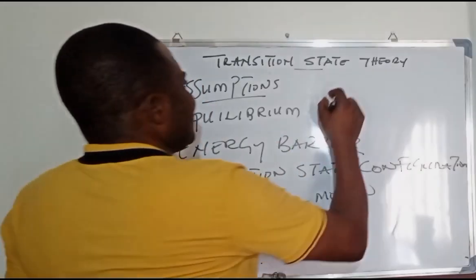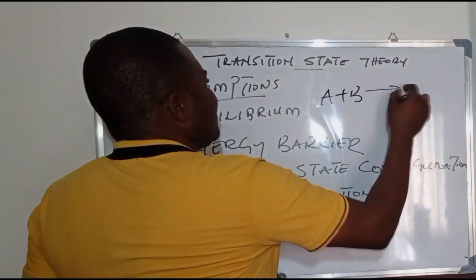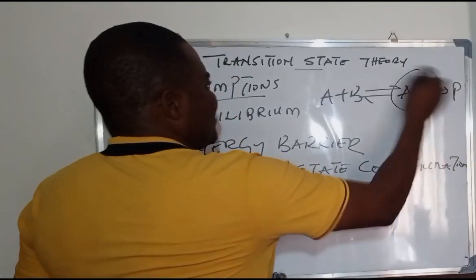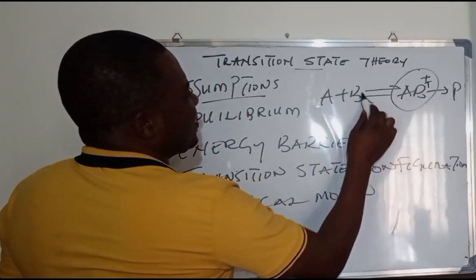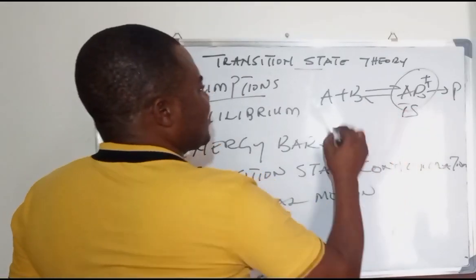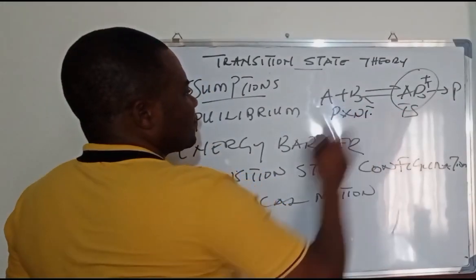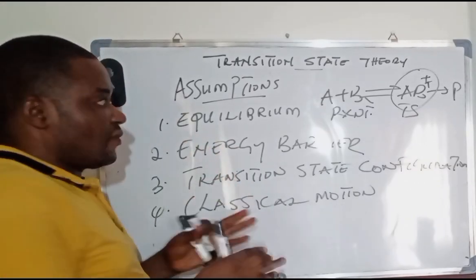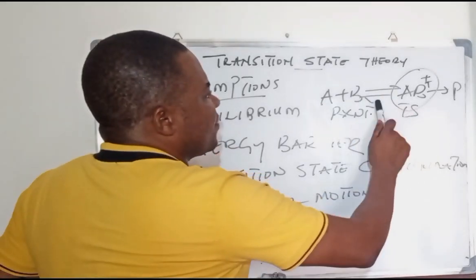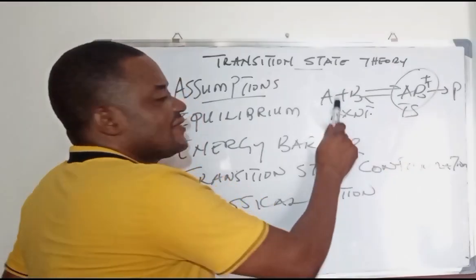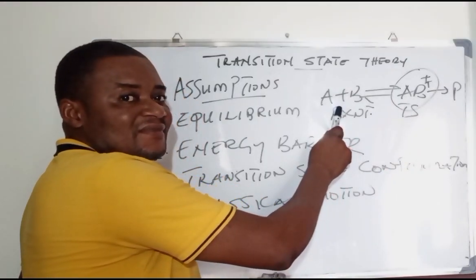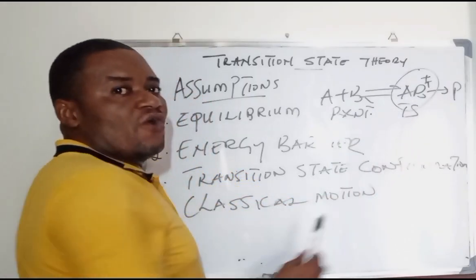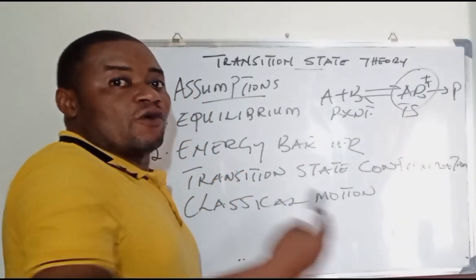So it believes that if you have an equation A plus B, there is a quasi-equilibrium. This is it. It believes that there is a quasi-equilibrium between the transition state and the reactant. That is what the first assumption says, look, there exists a quasi-equilibrium between the transition state and the reactant. And what that simply means is that this particular transition state will always form and decompose.